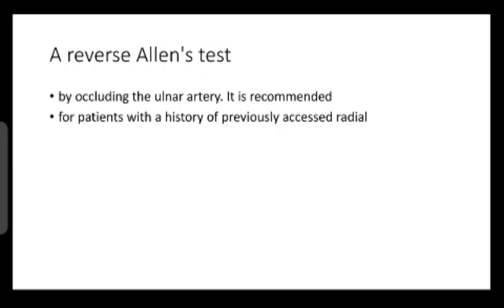A reverse Allen test is done by occluding the ulnar artery and it is recommended for patients with a history of previously accessed radial artery for arterial blood gases or radial procedures.